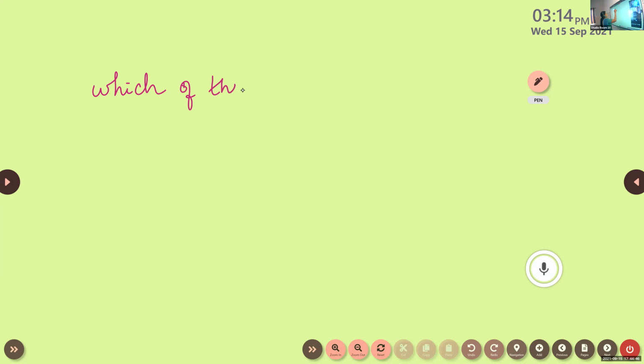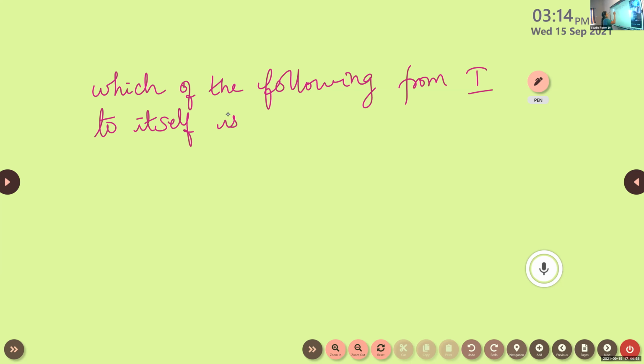Which of the following functions from I to itself is a bijection? And we are given 4 functions.